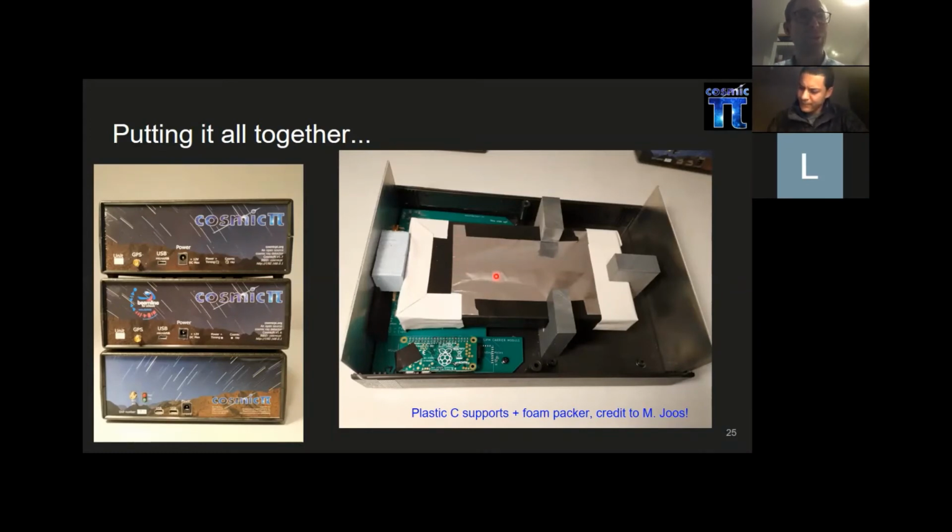So here we have our two scintillators. We have some plastic, just cut C profile to hold the scintillators in place, and a piece of packing foam just to stop any movement because it's not restrained in this axis here. And then we've got our Raspberry Pi in its new position here.